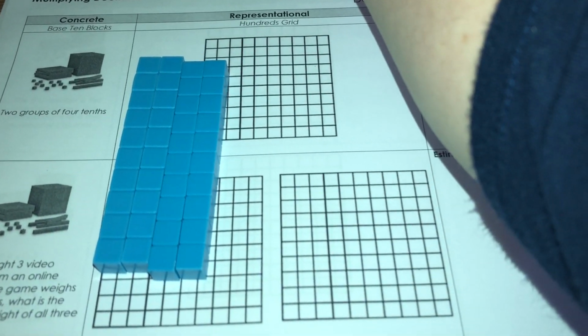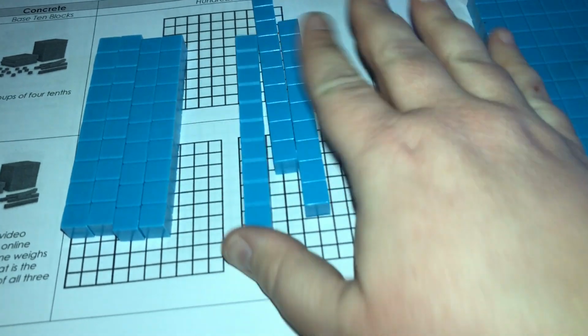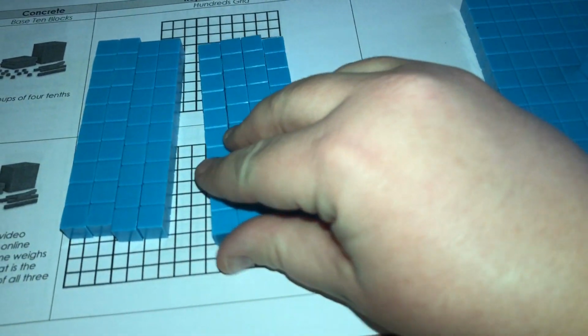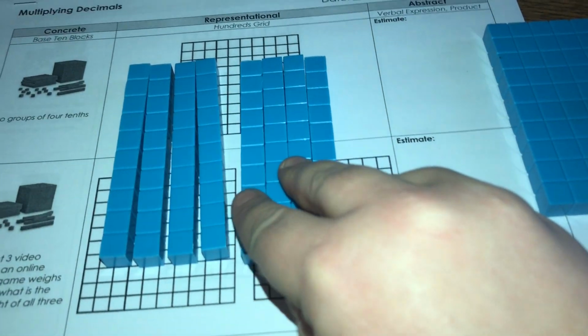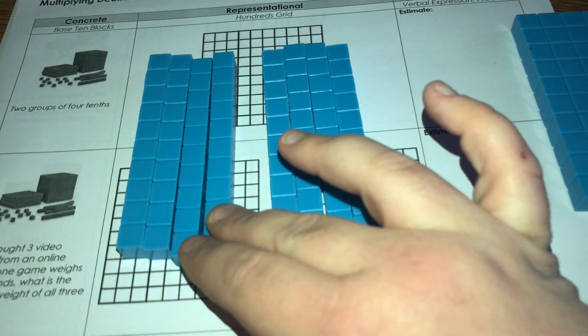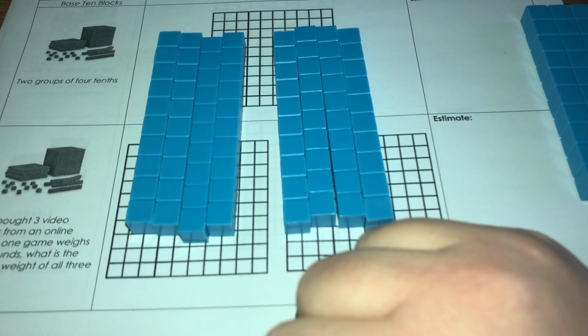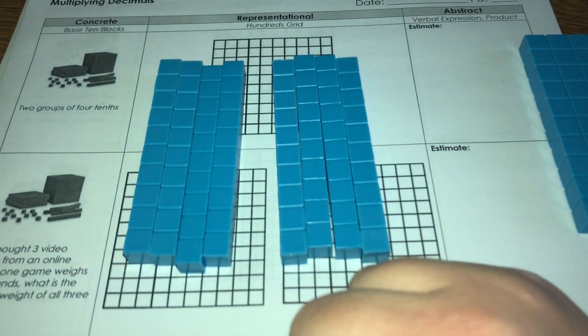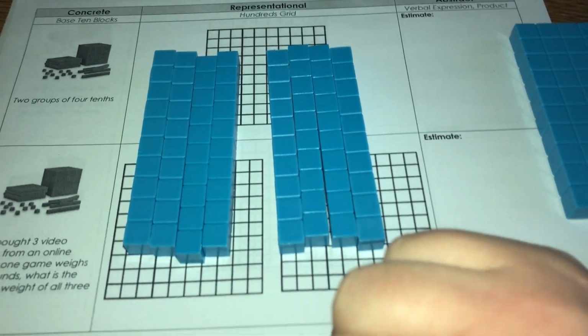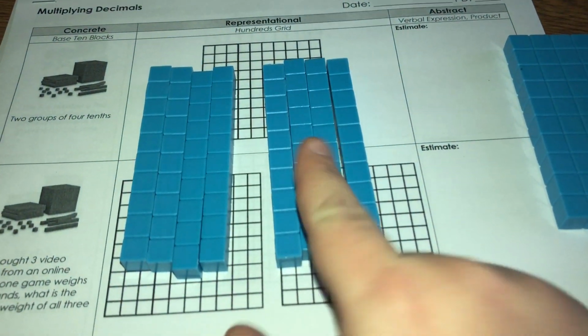Go ahead and put it on your paper. I hope yours looks like mine. We have 2 groups of 4 tenths. How many tenths do we have all together? Yeah, we have 8 tenths. Very good. Okay, so we're going to go ahead and put this on our paper.